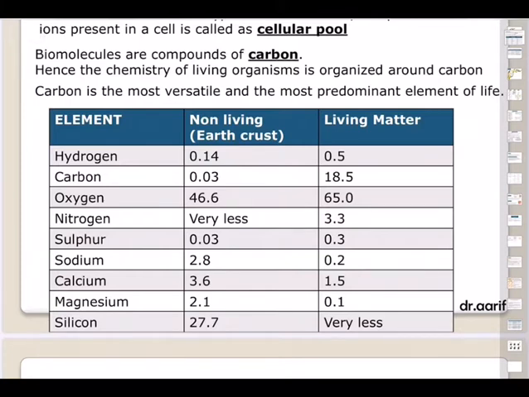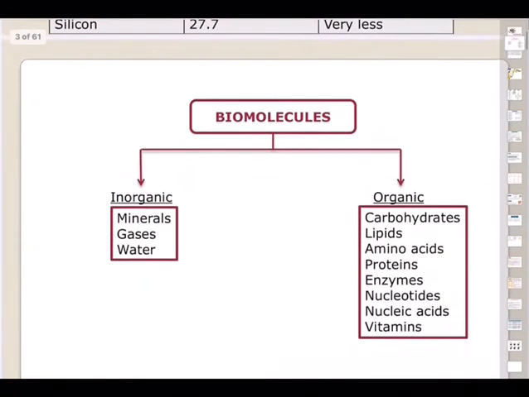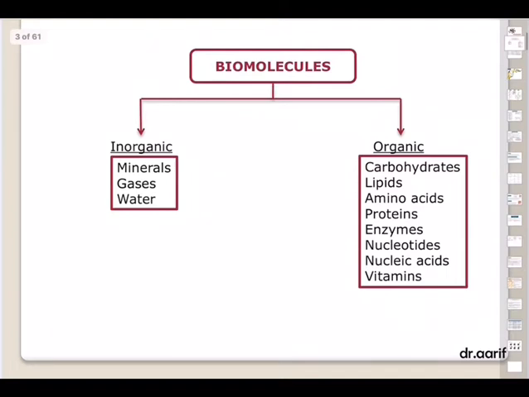And look at the percentage that is there in our living matter. Carbon 18.5, and that is the reason why all the cells have their constitution with carbon. So in living matter, hydrogen 10.5, carbon of course 18.5, oxygen 65, nitrogen 3.3, sulfur 0.3, sodium 0.2, calcium 1.5, magnesium, and silicon. So carbon is having a crucial role in that.